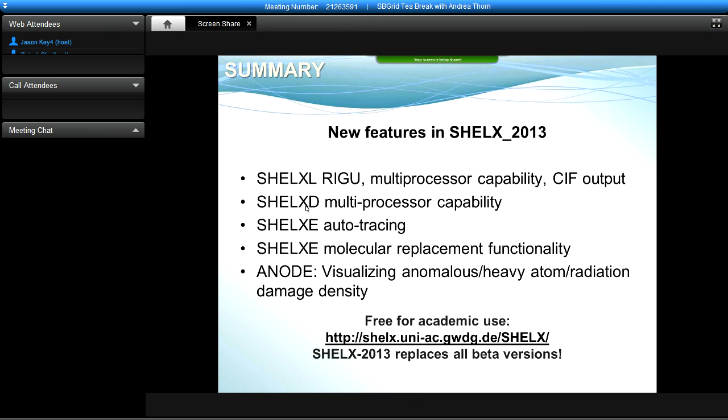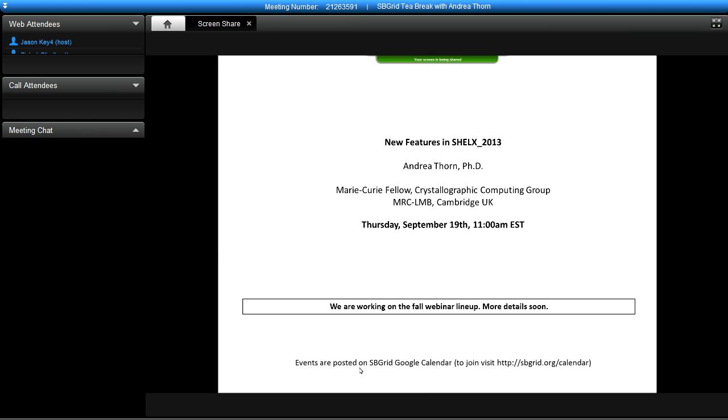SHELX, besides from SBGrid, is also available free for academic use from our homepage. Under the same domain, my own homepage can be found. And the new version replaces all previous beta versions, so please make sure that you have updated to SHELX-2013 for all other programs to run well with it. This is a final distribution of SHELX, and no beta versions should be kept. So, thank you for your attention this morning.